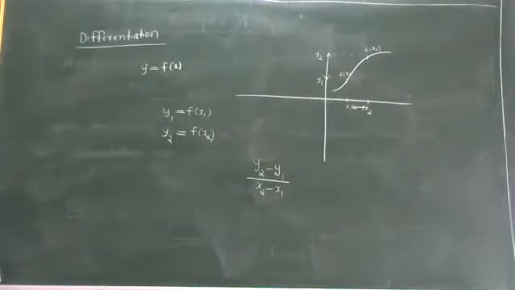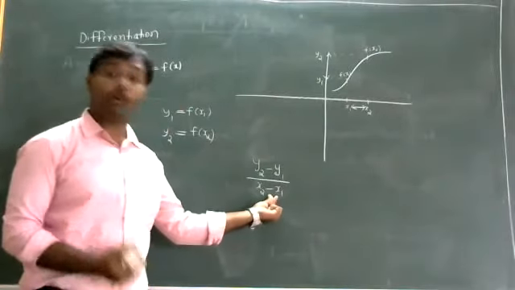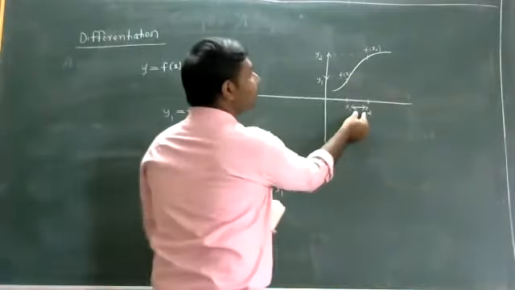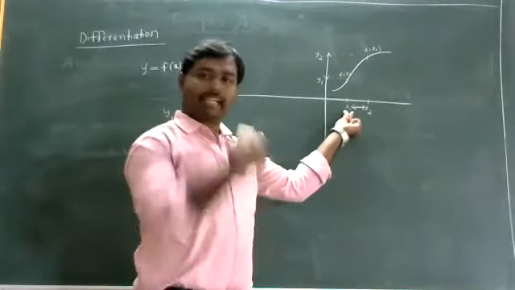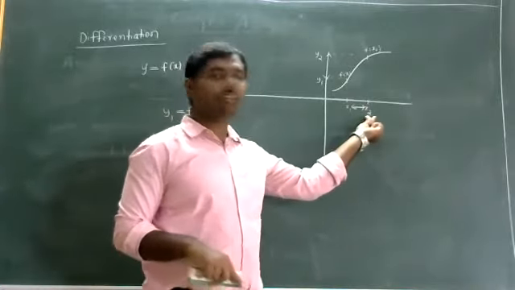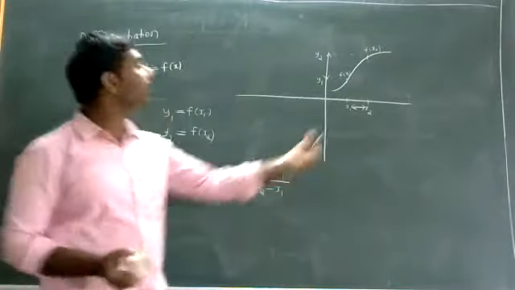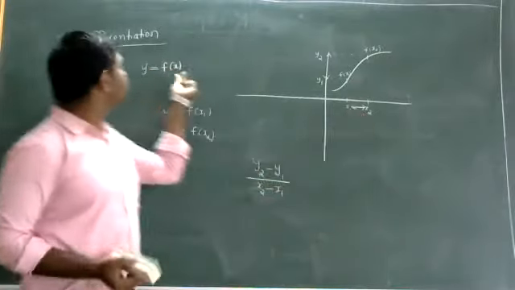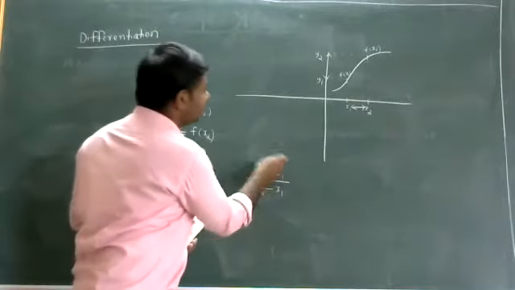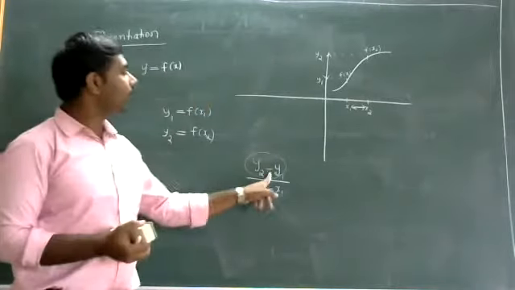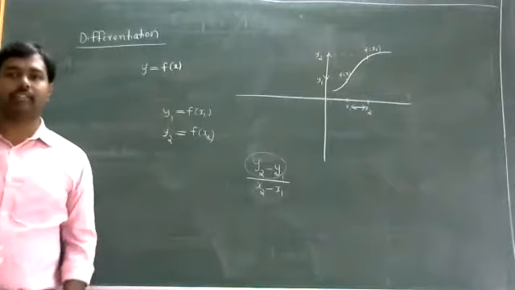y2 minus y1. So for this corresponding change, now I put a change in. First x1 went in, then I gave the value x2. So the change is x2 minus x1. Corresponding to this change in the domain value, I got the change y2 minus y1 in the function value.